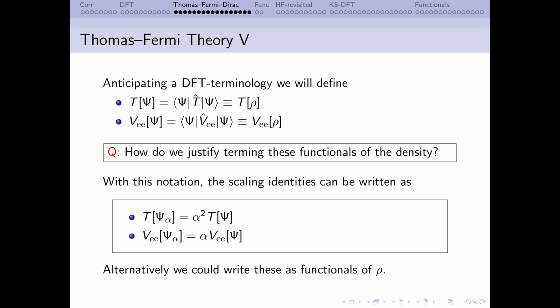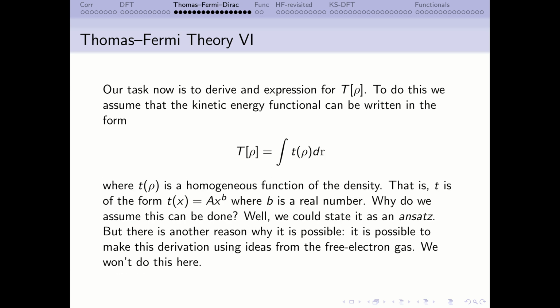What we're going to do next is approximate. We're going to assume that the kinetic energy as a functional of rho is of the form given here. It's the integral of a function t of rho integrated over all space. And we're going to assume that this function t of rho is a homogeneous function of the density. That is, it's of the form t of x is equal to a x to the b.